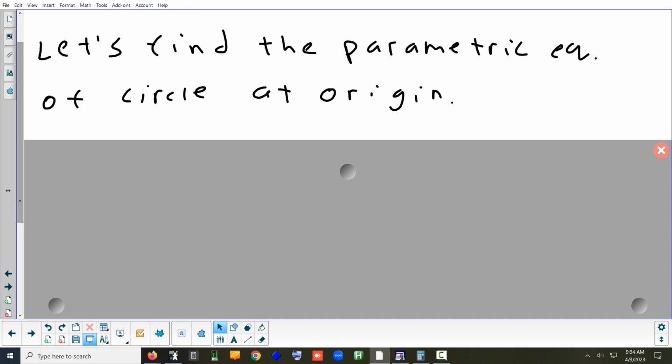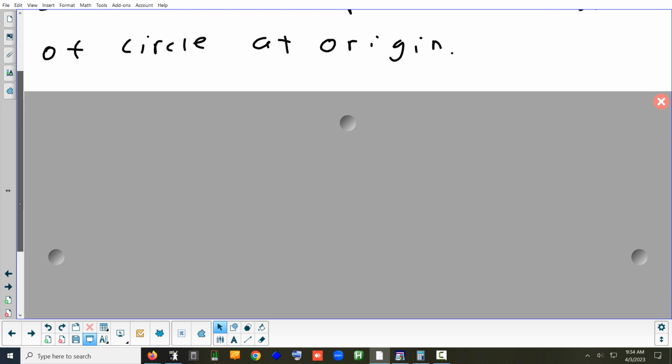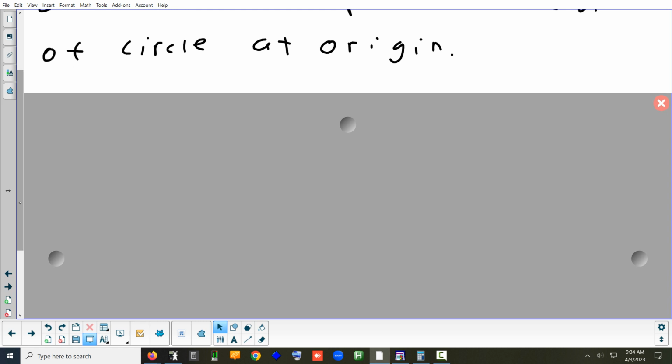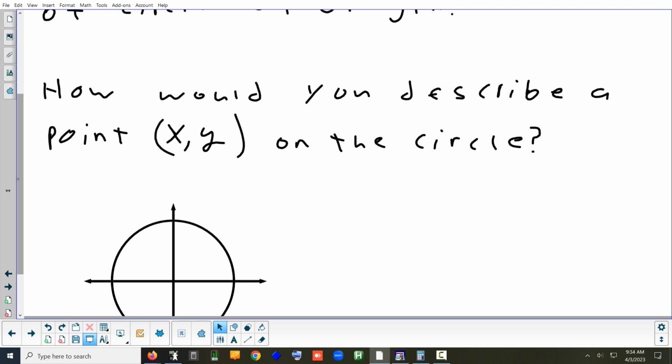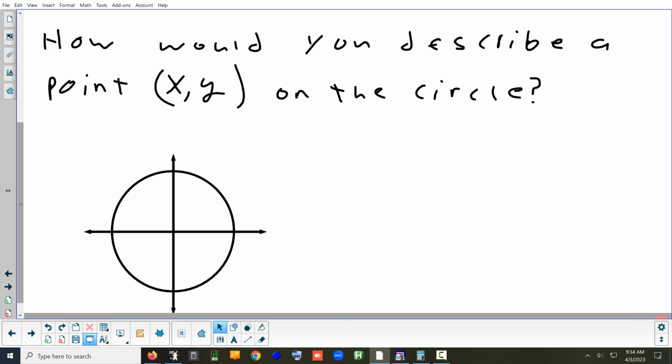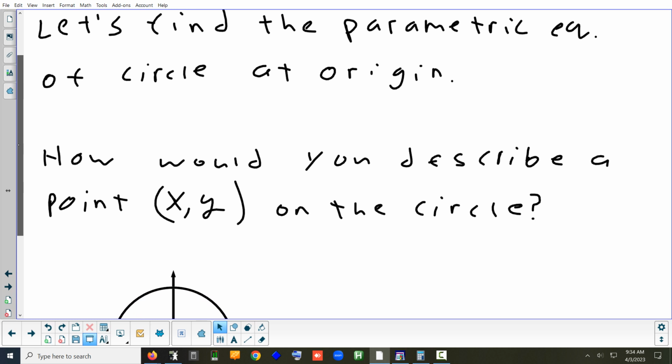Right. Let's see if we can figure out how to draw a circle. So we're going to find the equation of a circle. Now, finding the equation of a circle starts by just finding a single point on the circle. And if you can find one point, then you can find thousands of points. We just have to know how to find one.